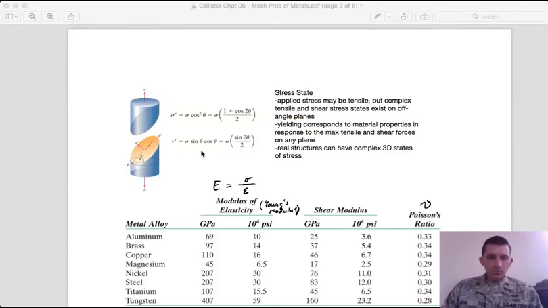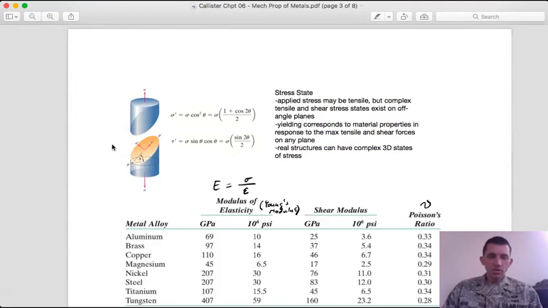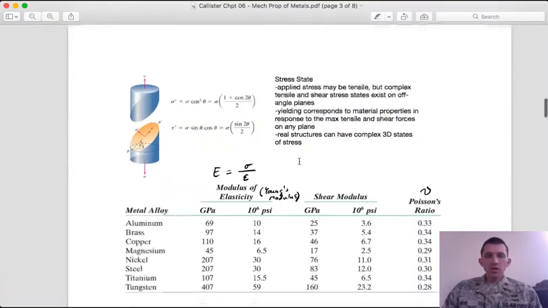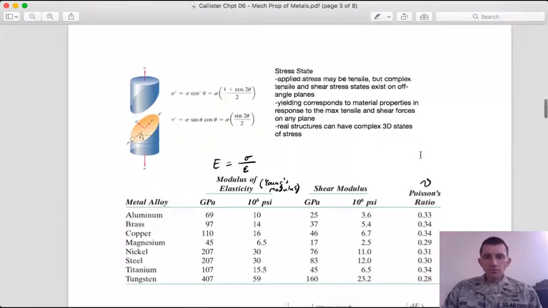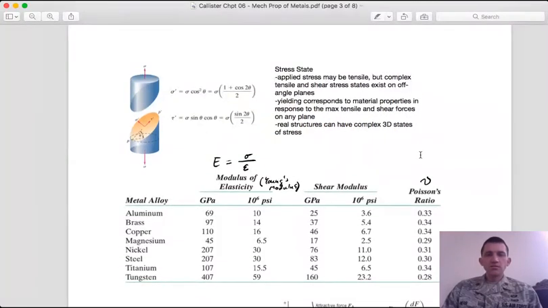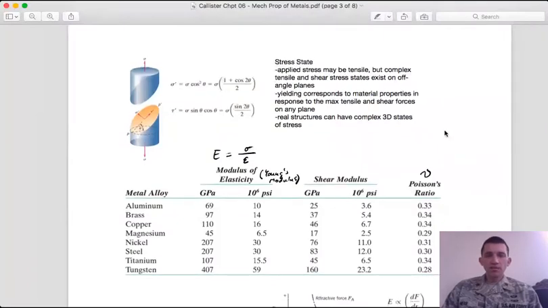And the sine of 0 is 0, right? So in this cross-section, it's all tensile and no shear. But as you increase the angle and look at different planes, not this perpendicular cross-section, the state of stress on that plane is going to have some component of shear. And so you have this complex stress state in off-angle planes.